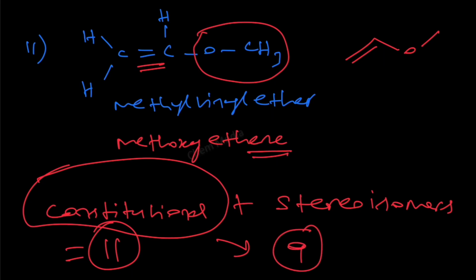But if they are asking constitutional plus stereoisomers, then the answer should be 11. So you need to see in the question paper what kind of thing they are asking. If it is constitutional, then the answer should be 9. If it is constitutional plus stereoisomers, then the answer should be 11.